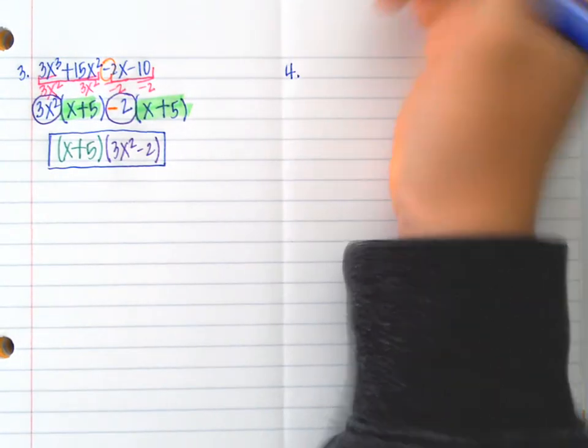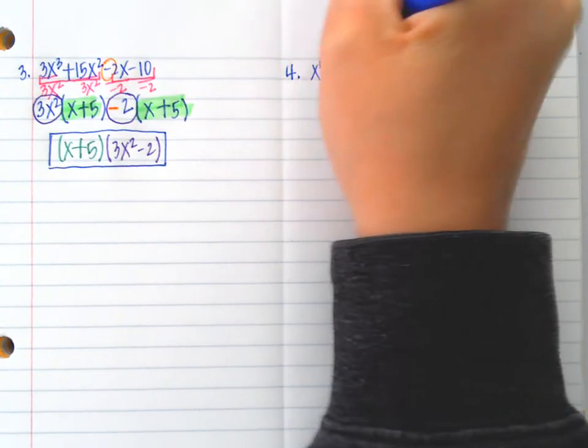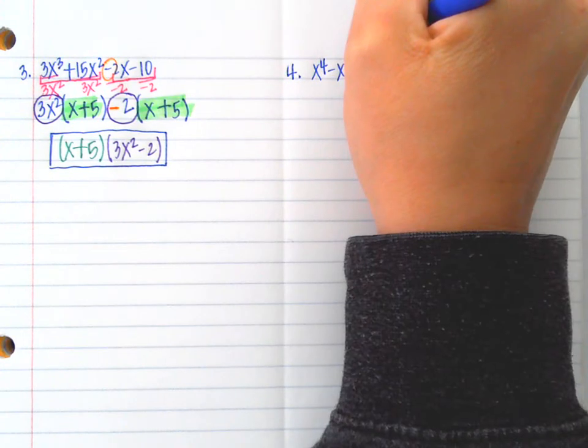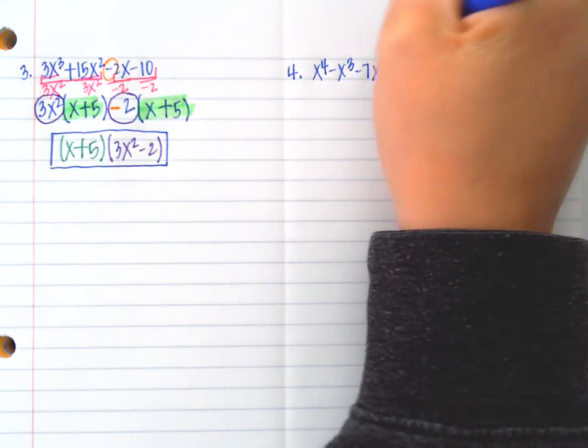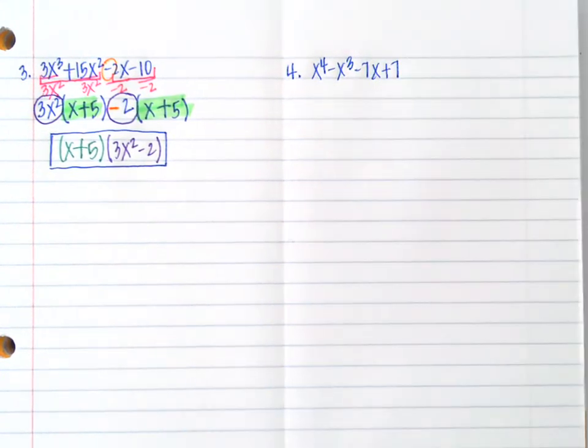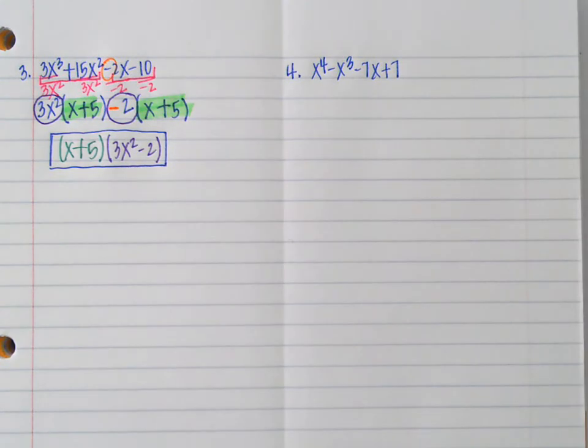So my next one is going to be x to the 4th minus x cubed minus 7x plus 7. So again, with this one, what I want you guys to do is pause here. I want you guys to try it on your own and see if you feel comfortable with it. So right now, just pause, try it on your own, and then once you're done, unpause it, come back, see how you did. So pause.